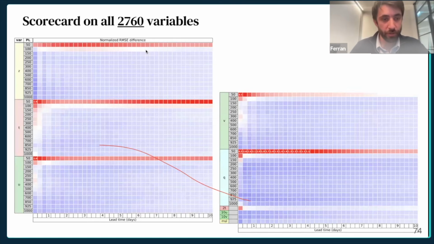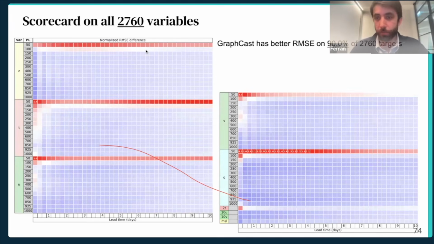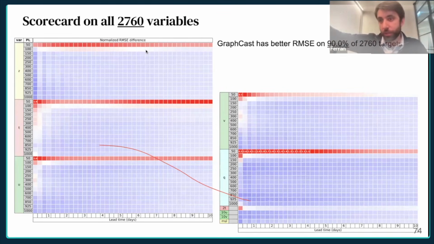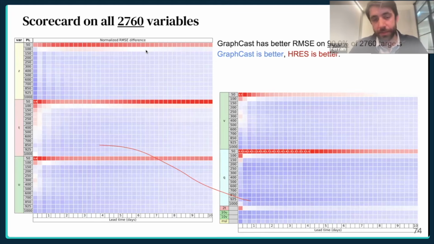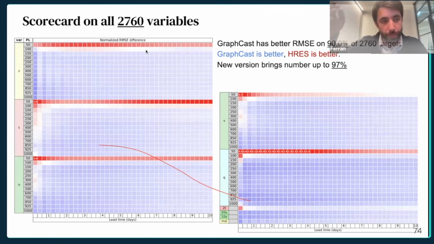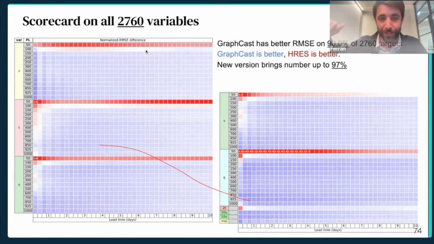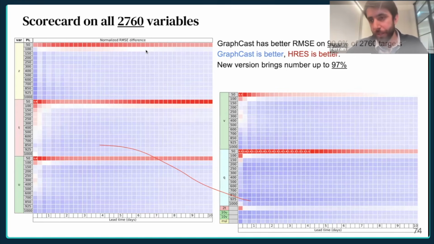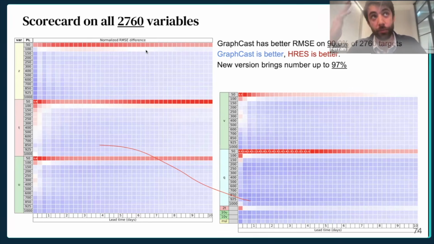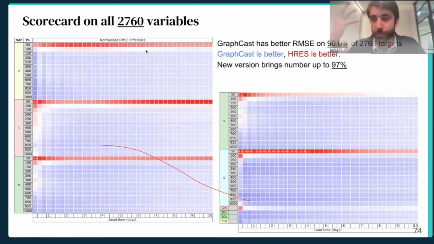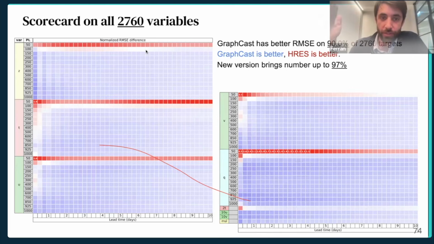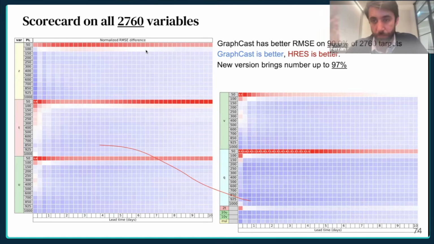And the big picture here is that you can see that we improve on 90% of the targets, so across all variables, all altitudes, and all lead times. So in blue, GraphCast is better, and you can see maybe a pattern, which is at high altitudes we do worse, and at low altitudes we do better. This was a mistake we made in designing the loss function, where we were not weighting the higher levels enough. Once we designed a better, more principled loss function, this number went up to 97%, but the model we sent to Science was 90%.